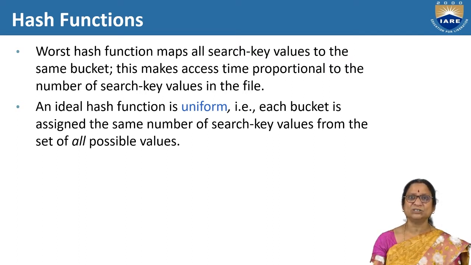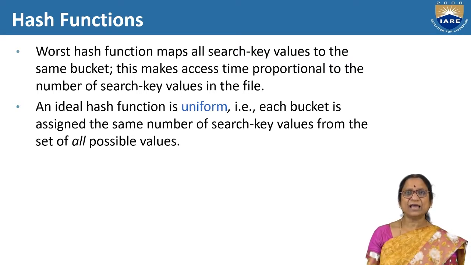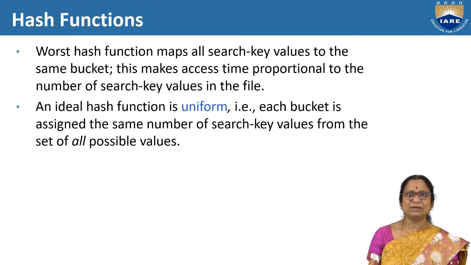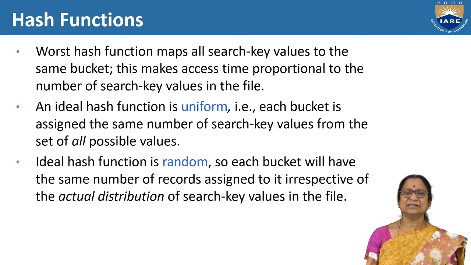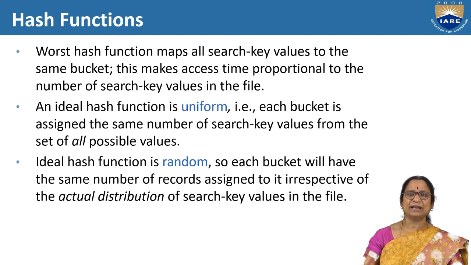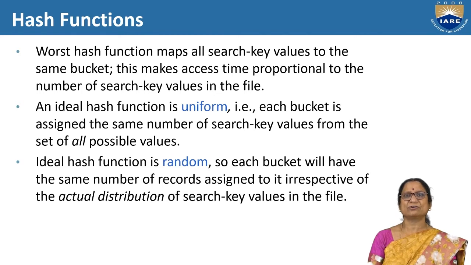That depends upon the range of the key values, and the hash function has to be generated accordingly. So what happens? The records are going to be uniformly mapped to almost all the buckets. Such a function is known as an ideal hash function. So an ideal hash function must be uniform. That is, each bucket is assigned the same number of search key values from the set of all possible values. That is, first bucket 2, 3, second bucket again 2, 3, and so on. Right? So not some buckets empty and some buckets full, with overflow buckets also connected to them.